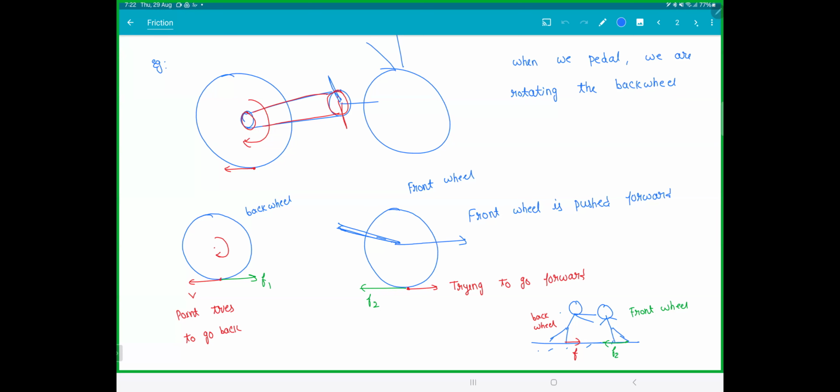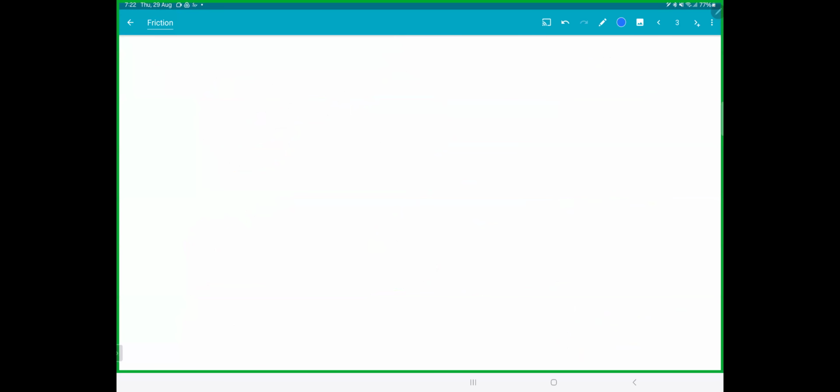Now, why do we get this friction? Now, if you look at a fundamental level, there are two reasons. Everyone, do adjust your cams a bit. Make sure your faces are visible on the screen.